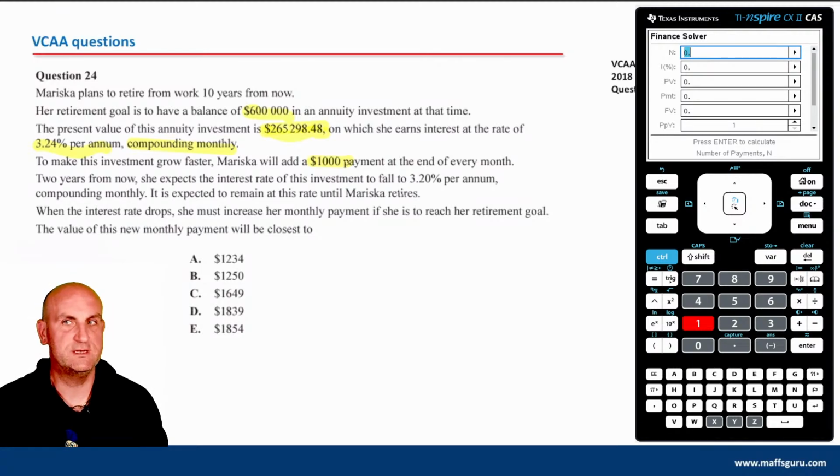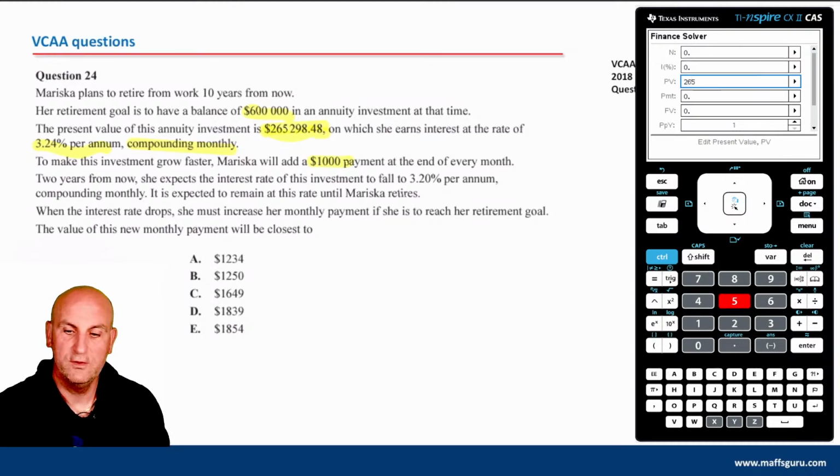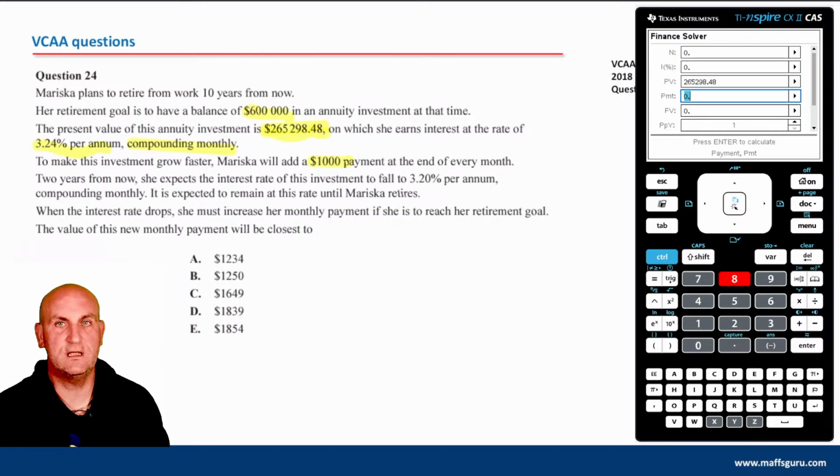Let's try and put the information into my financial solver. Her retirement goal is, so the present value, so I'm going to open up my PV, and it's 265,298.48. What is her payment? It says, hold on a moment, and that would have to be negative. The reason it's negative is because it's an annuity investment, so it's got to be a minus. She's paying in $1,000, minus 1,000. I want to work out what her future value is at the end of the 2 years, right?